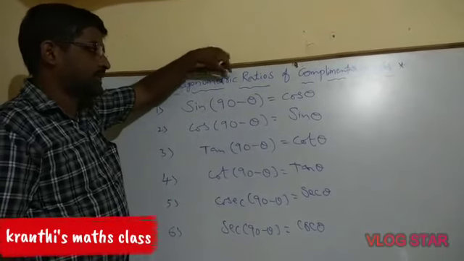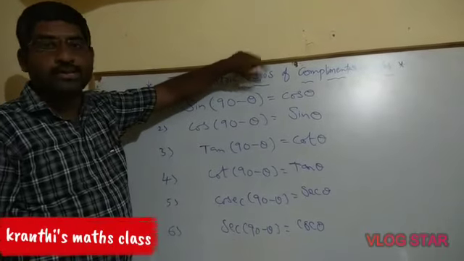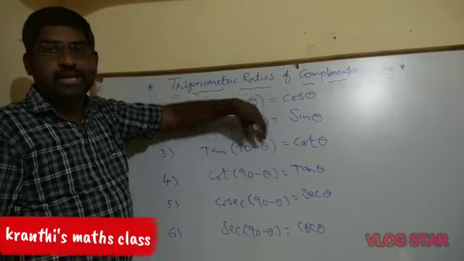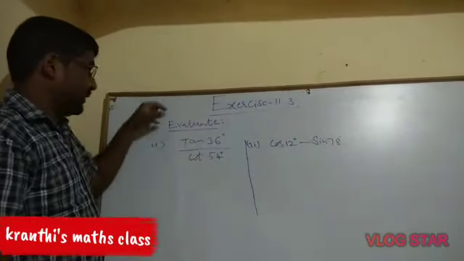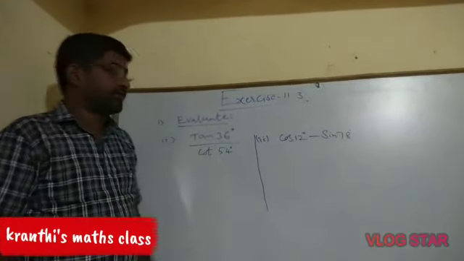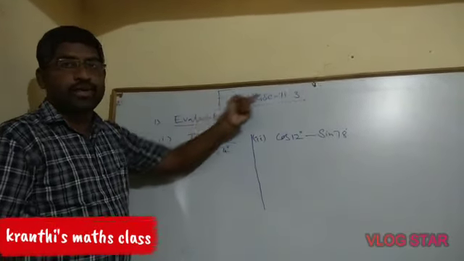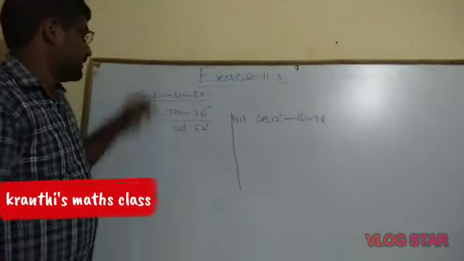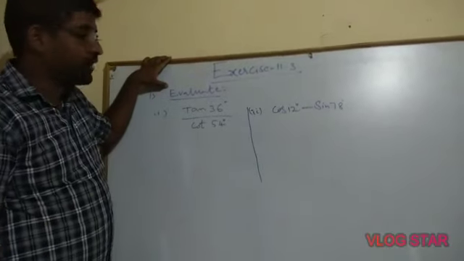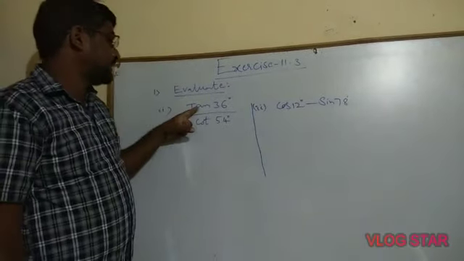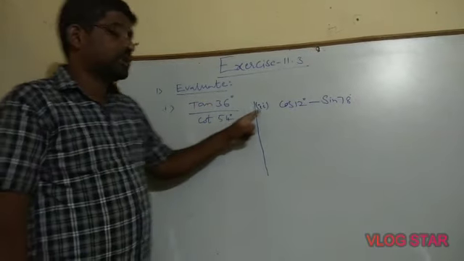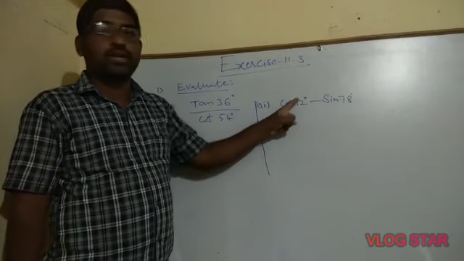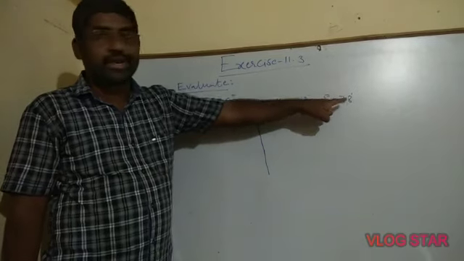Based on the 6 trigonometric ratios of complementary angles, we can very easily do chapter 11.3. So we can start exercise 11.3. In exercise 11.3, first, we have to find the value of tan 36 degrees by cot 54 degrees. The same way, the second problem is cos 12 degrees minus sin 78 degrees.